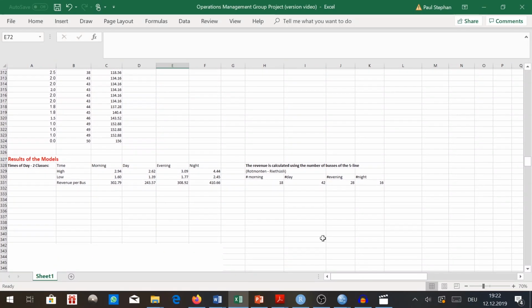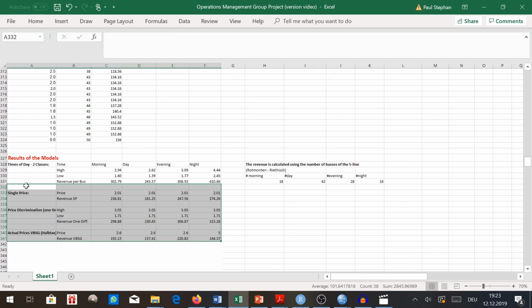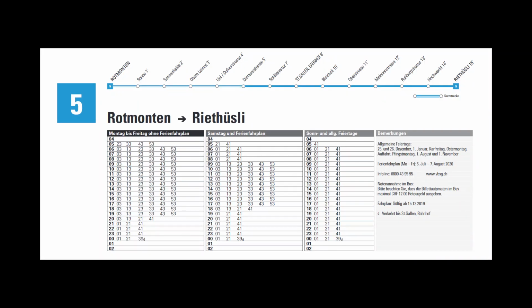Now it's time to compare our new model, which differentiates between 2 classes and the time of day, to our previous model and the actual prices in use by the Transport Association. For the comparison, we take the revenue per bus, which we have calculated in the steps before, and multiply them by the number of times the bus line 5 goes from Roodmond to Riethusli every day.